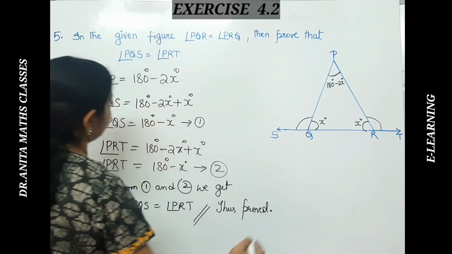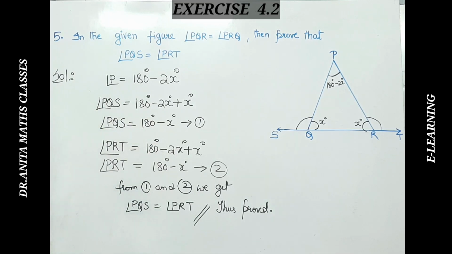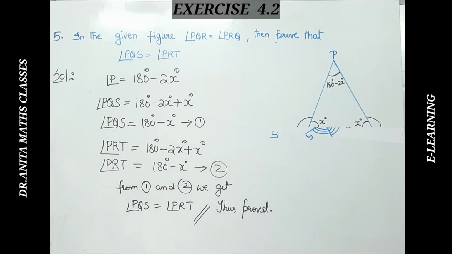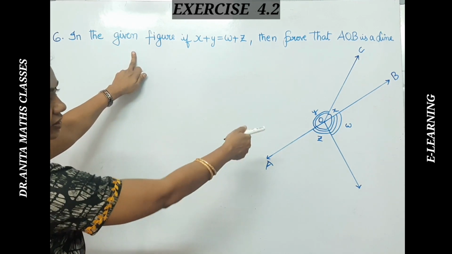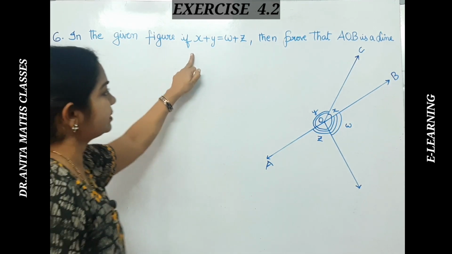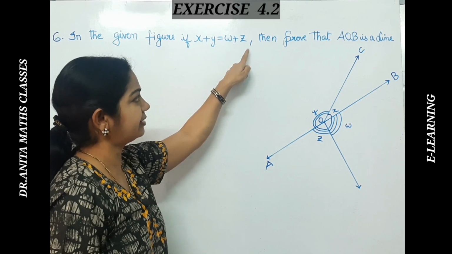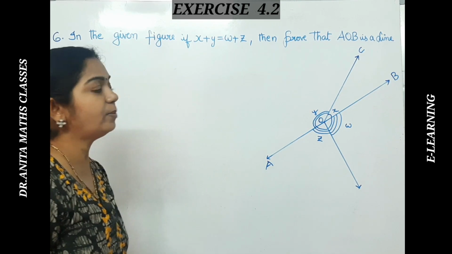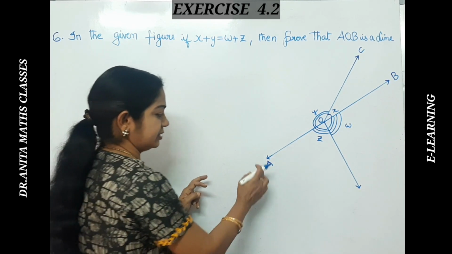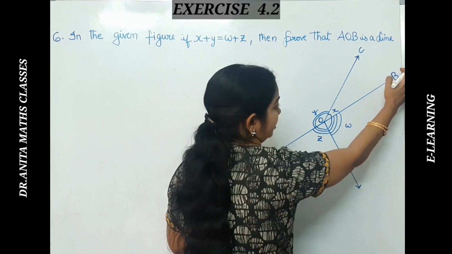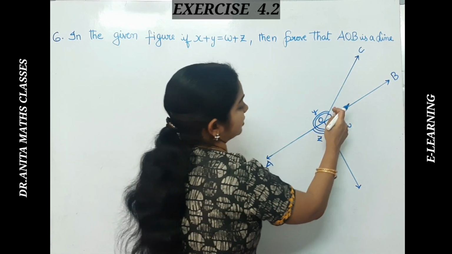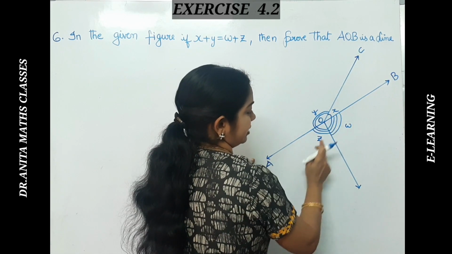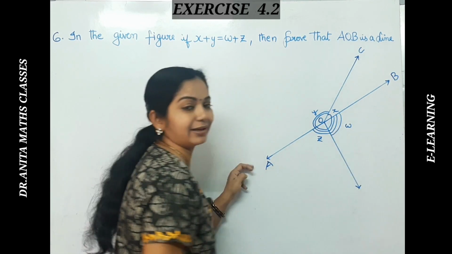So likewise, we will be proving the geometrical problems. Please note it down. Here the sixth one. In the given figure, see the figure there. If x plus y equal to w plus z, then prove that AOB is a line. See, given here A, O and B. We have to prove that this is a line, and given x angle, y angle, z angle and w angle.